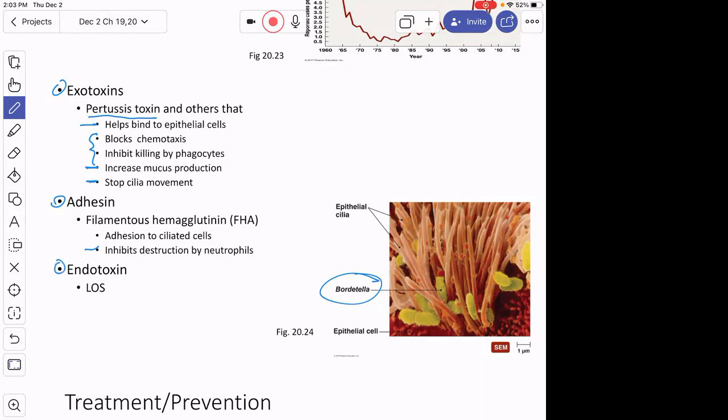It also has a different form of endotoxin, lipooligosaccharide. Remember, it's a gram-negative. Not nearly as toxic as what we see for Neisseria meningitidis. It's just released when the organism dies.